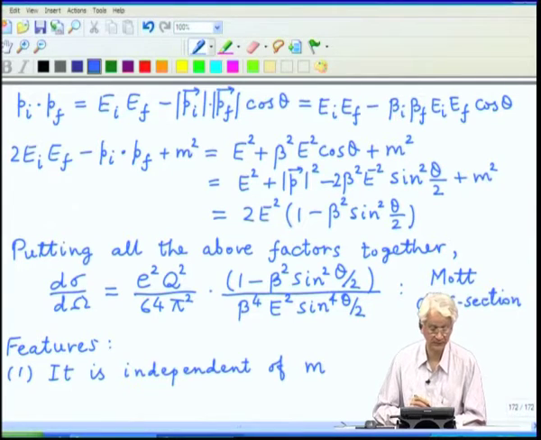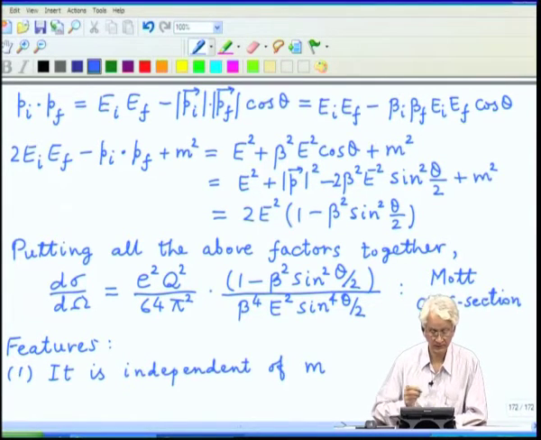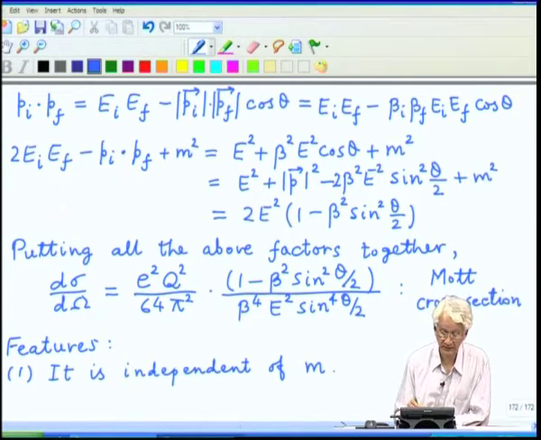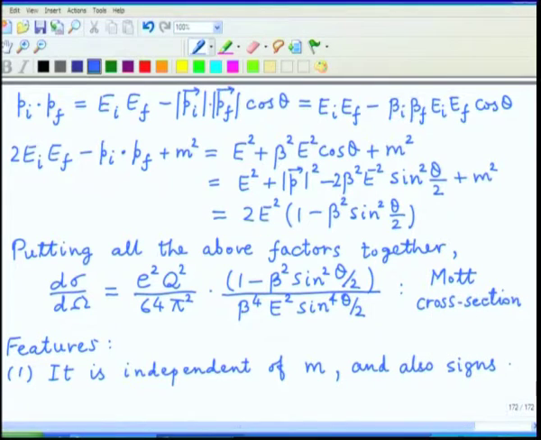It just did not matter whether we use electron or some other particle. For example, Rutherford used alpha particles. It is all the same. The only thing which matters is the charge in this particular order, and also signs of either the projectile or the target.